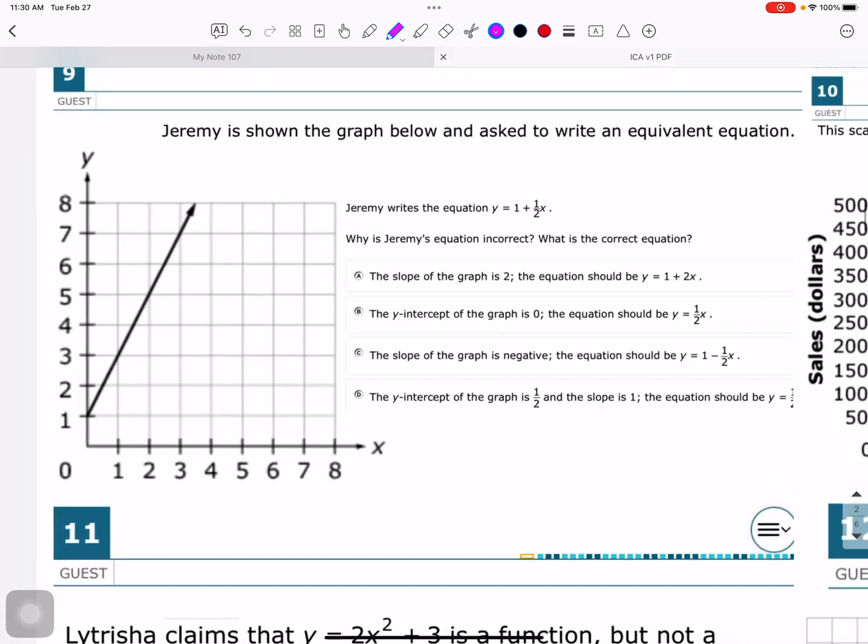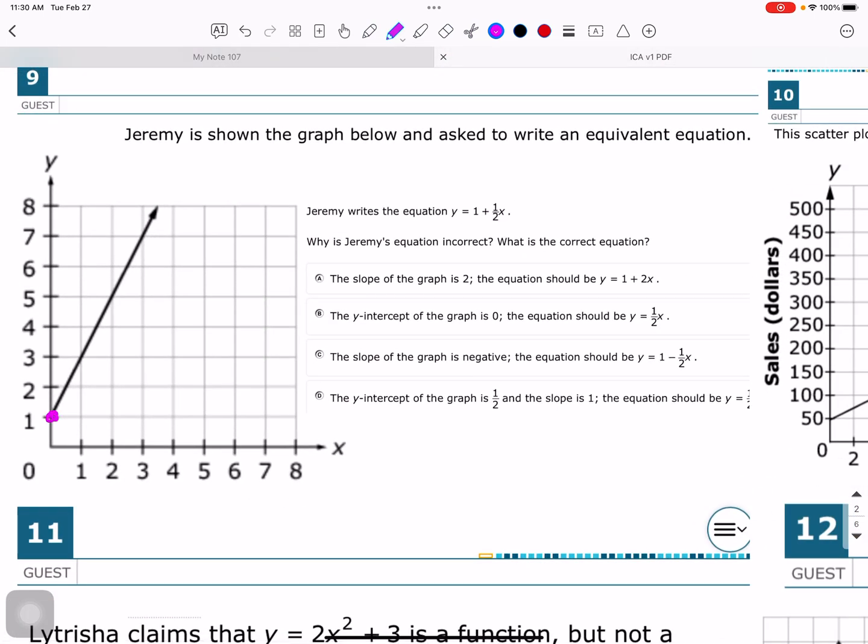All right, number 9. Let's see, this thing starts at 1, so y equals something plus 1. I can choose that spot, up 2 over 1, so y equals 2x plus 1. It's not that one. It doesn't have a slope of up 1 over 2. It has a slope of 2x there, and it starts at positive 1. They wrote it backwards, but that's the right one.